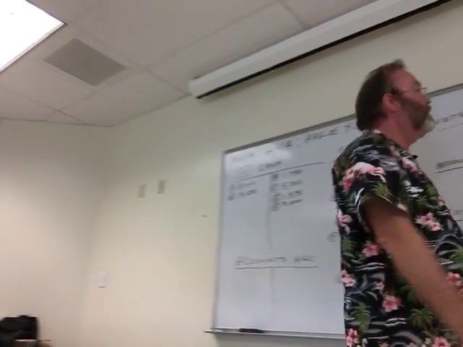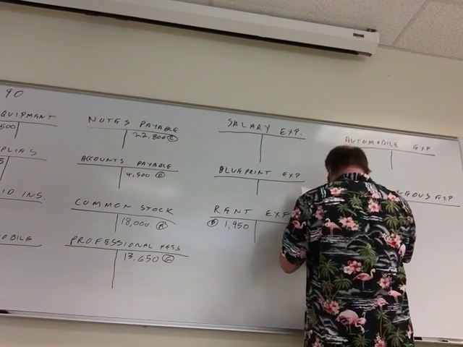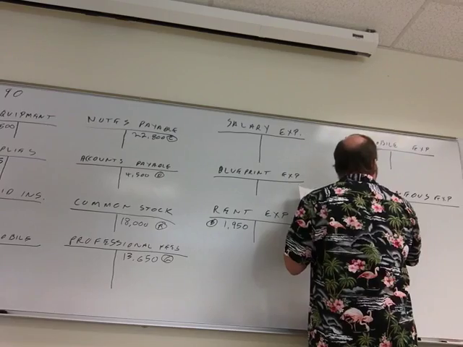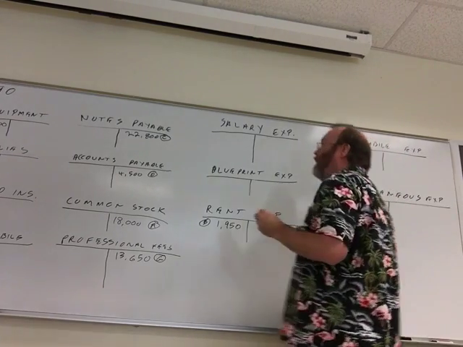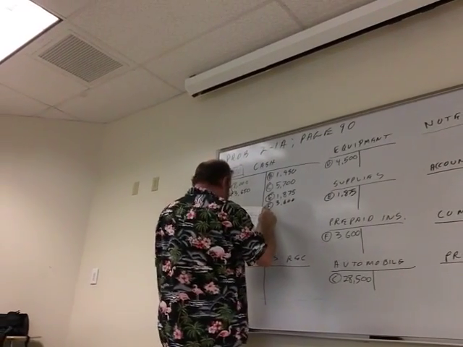H, paid cash for miscellaneous expenses. So that's all the way down here. H, $2,600. And whatever that was, it doesn't say, we paid cash for it.